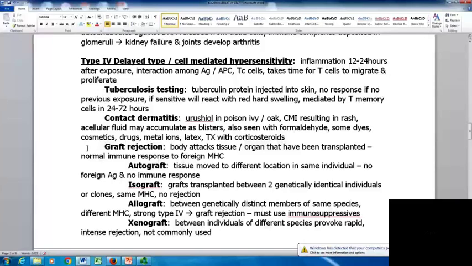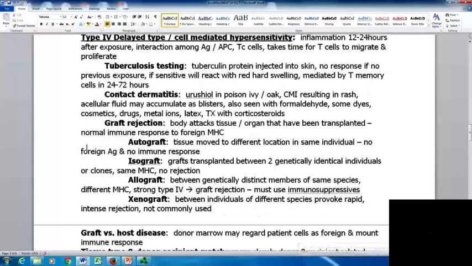With graft rejection, the body attacks a tissue or organ that has been transplanted. This is a normal immune response to tissues that have a foreign MHC. So autografts are when the tissue is moved to a different location in the same individual. Here there's no foreign antigen and then there's no immune response. So this is the ideal situation if it can be done.